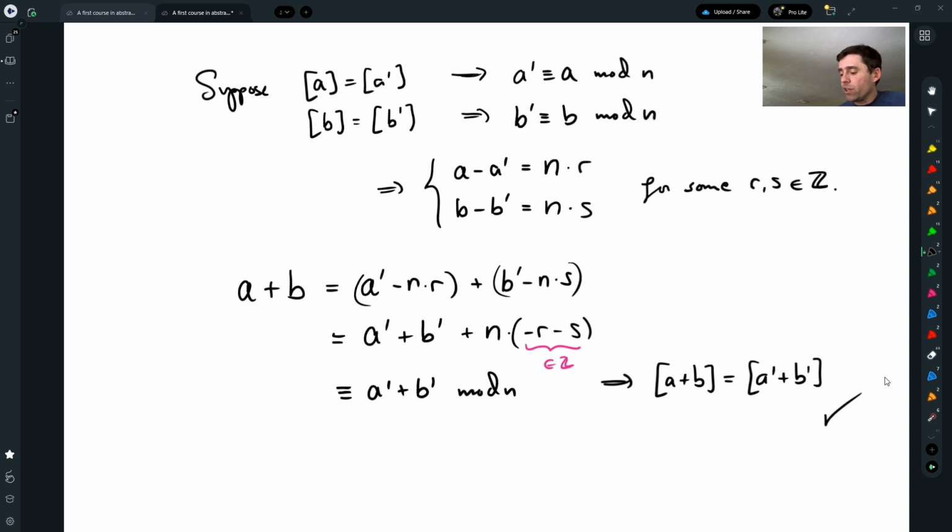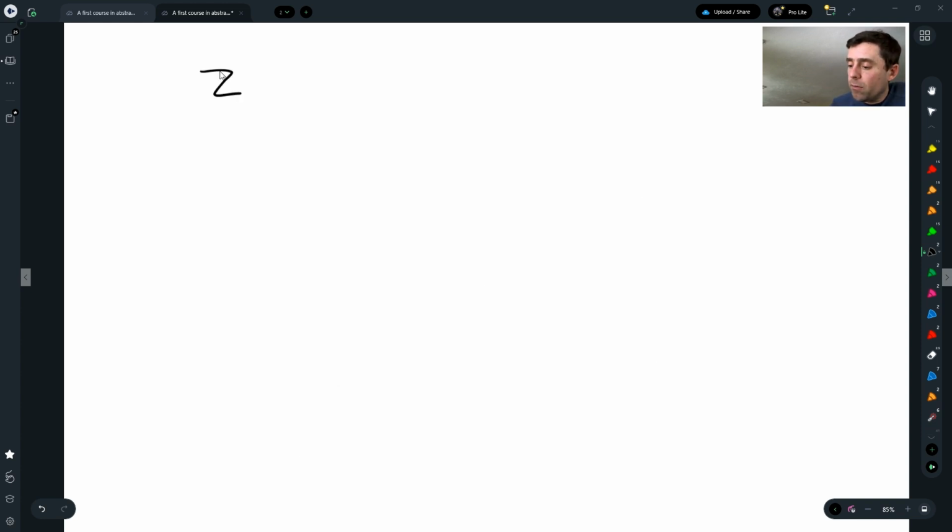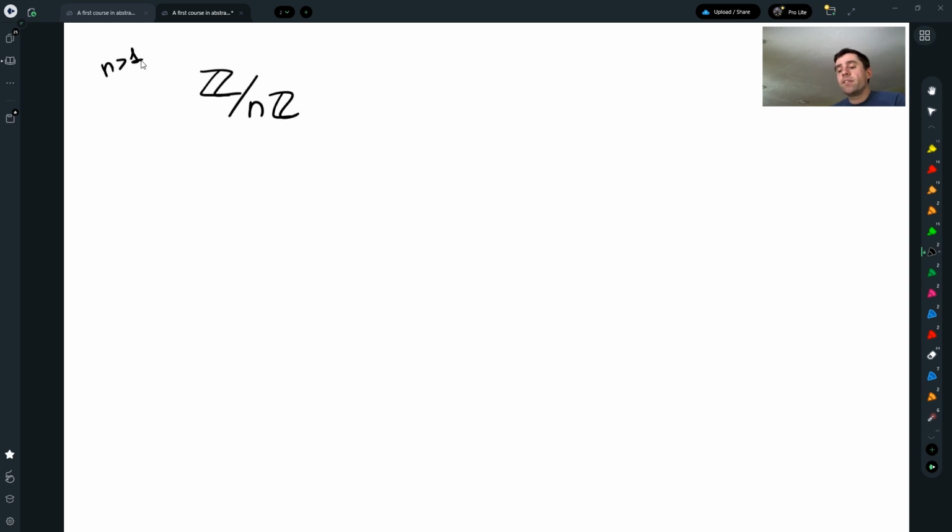Okay, so we have addition, and similarly multiplication is well defined on classes, and you can, if you want, as an exercise, show that multiplication is well defined on congruence classes. And it turns out that Z modulo NZ, so I've picked an n bigger than 1, fixed, under addition and multiplication satisfy the following properties.